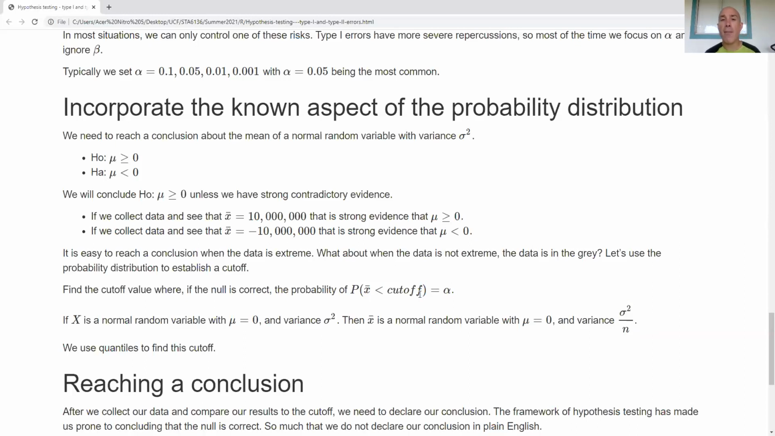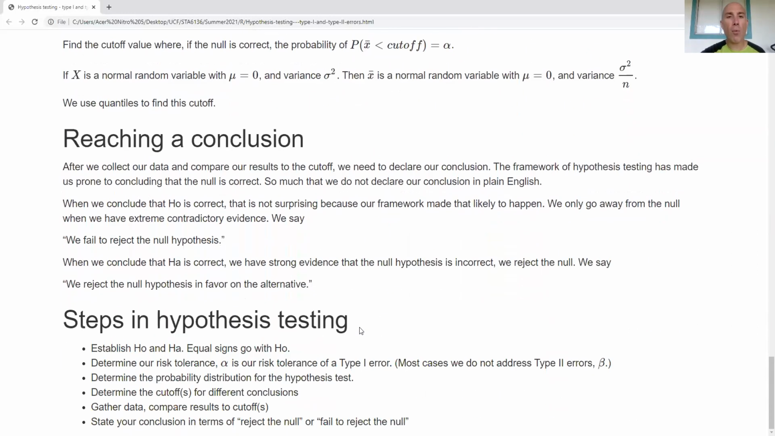And so then I have a cutoff value for deciding when it is extreme enough for me to move away from the null in favor of the alternative hypothesis. All right, so now let's talk about reaching that actual conclusion. This part is weird, and we're not going to say it in plain English. Why is it that statisticians use such funny wording on this?